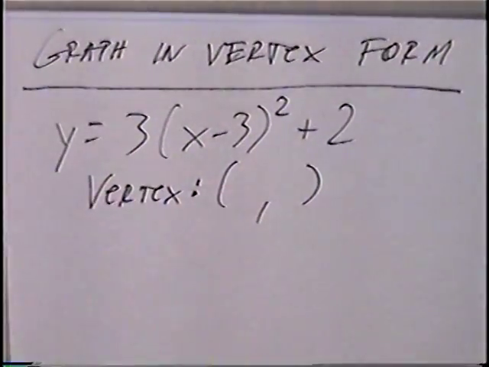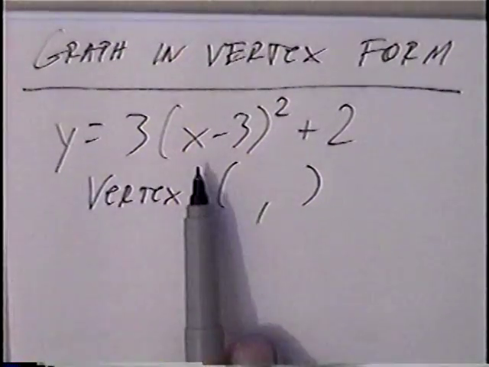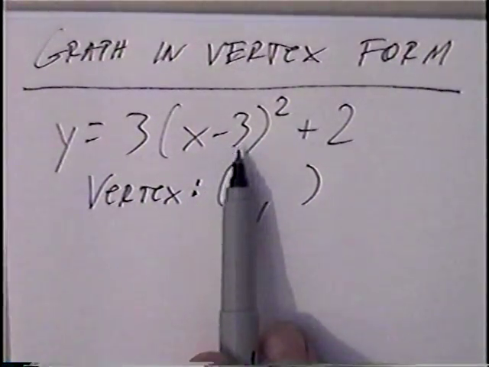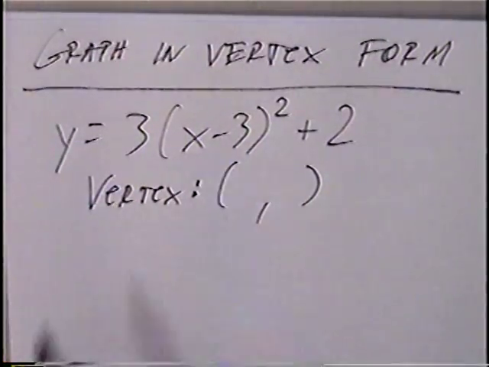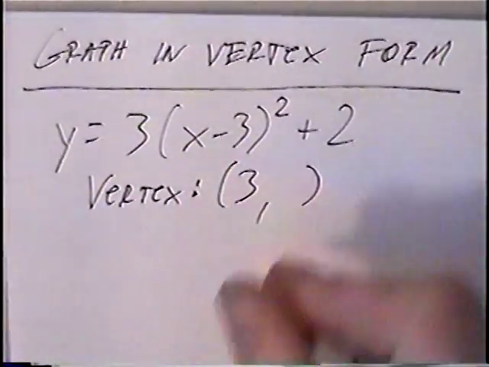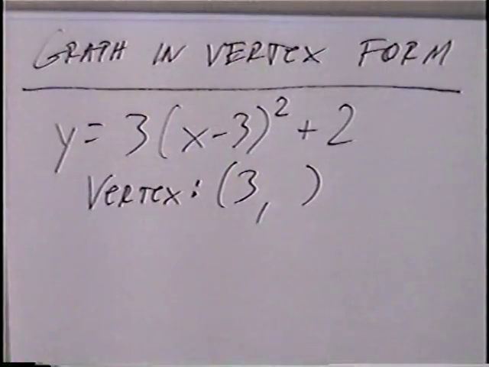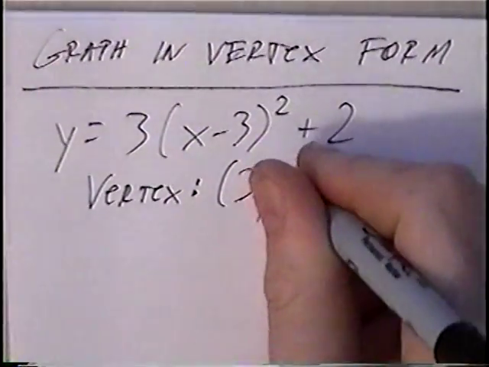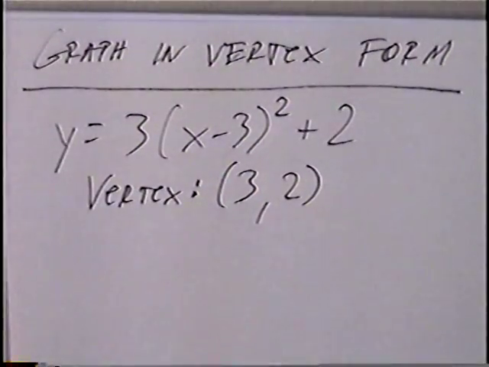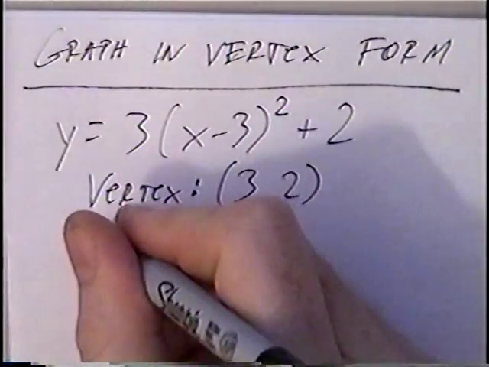The vertex is (x, y). If we look inside the parentheses, the number after the minus sign will be the x value, or you can also take the opposite. If it's x minus 3, x would be positive 3. The y value k, the last number, positive 2, stays the same, so the vertex would be (3, 2).